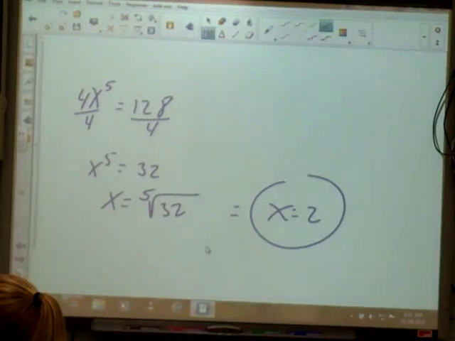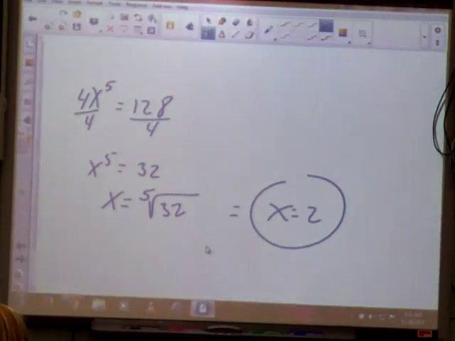So what would the directions be for that problem? Directions said find the real solution. But I would put solve. Alright, let's look at another one like that.